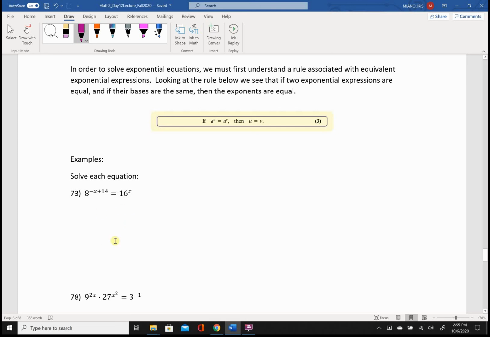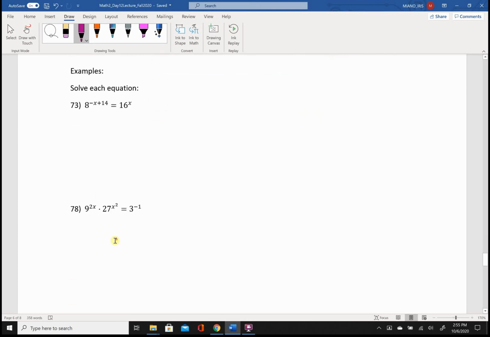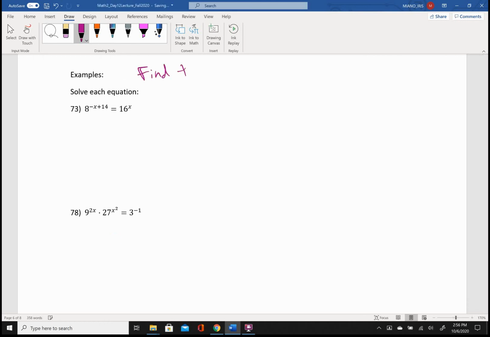So we have a few examples that we want to tackle here, and I want to show you the trick. The trick to solving exponential equations, rather, is to make the bases the same. So find the common base is the mantra here. I'm going to write that up top.